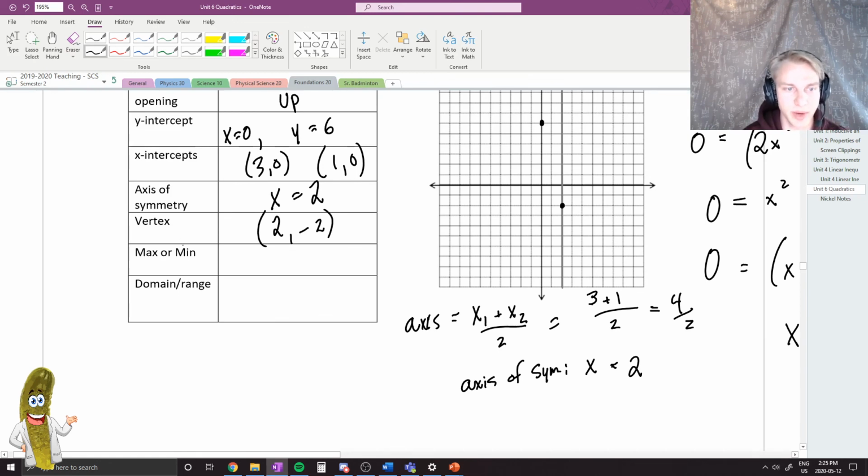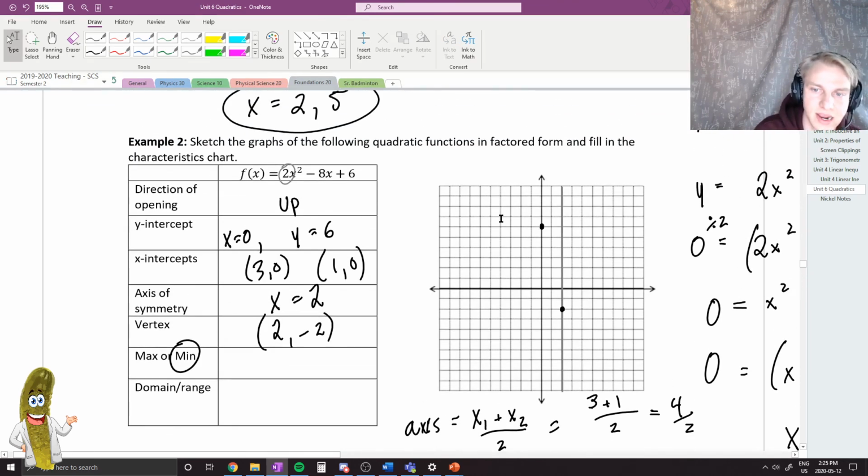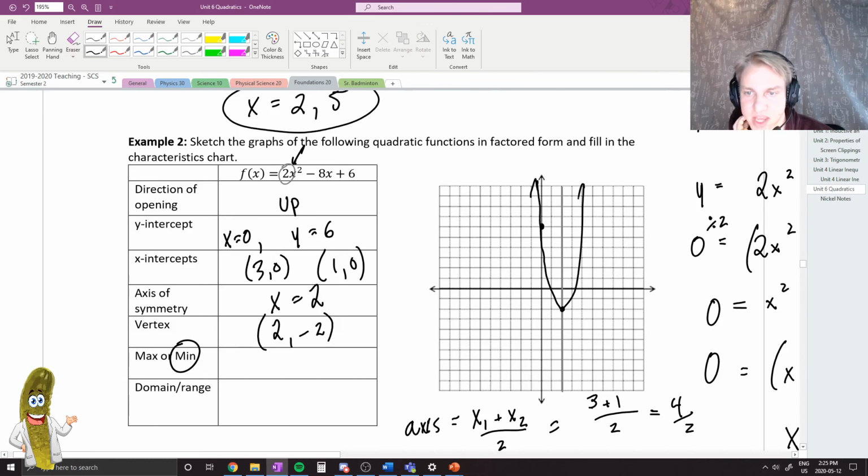In terms of the maximum or minimum, we will have a minimum because we know this is going in the upwards direction. So we expect it to look something like this, coming up like this from the graph. The other thing I could use, just as a common sense check to say, am I on the right track, is that I have a 2x squared here, and last time we said that if a is bigger than 1, our graph is going to be really skinny. This is looking like a really, really skinny parabola, which means I'm probably doing things right. I'm probably on the right track.